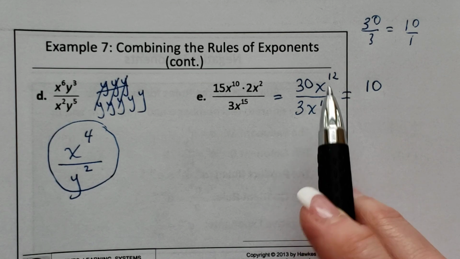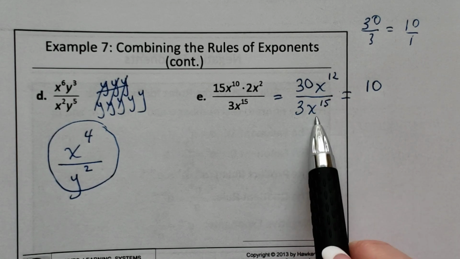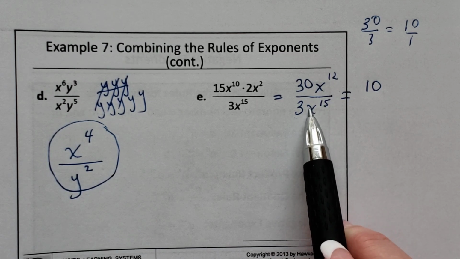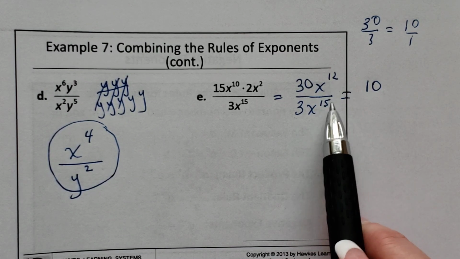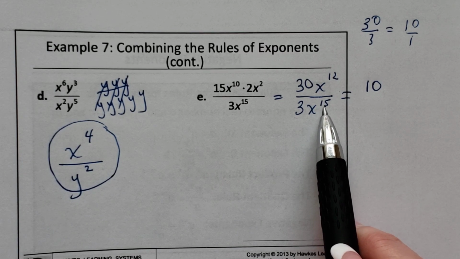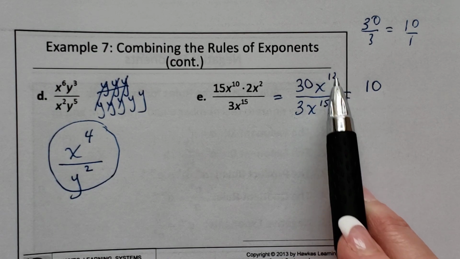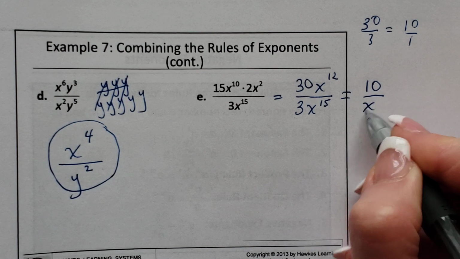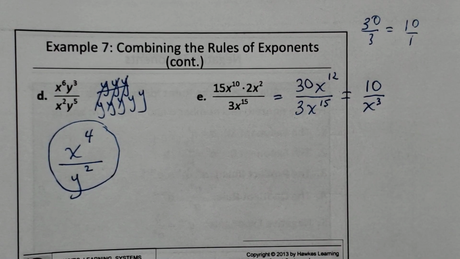Now, look at the x's, though. I have 12 x's on top, 15 on the bottom. So since it's a quotient, I'm going to subtract those two numbers. The difference in 12 and 15 is 3. But where do I put that x? Well, I have more x's on the bottom in my problem, which means those 3 extra x's have to stay in the denominator.